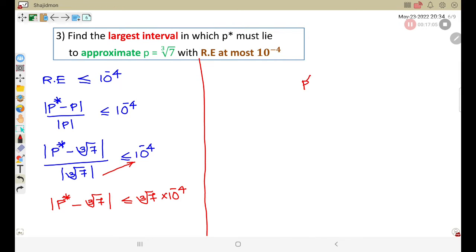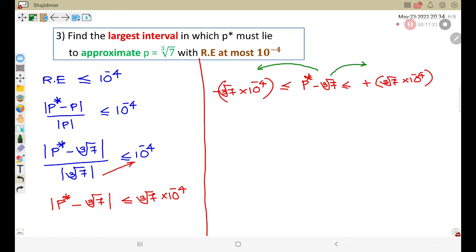So P star minus cube root of 7 is less than or equal to the same positive number on the right hand side: cube root of 7 multiply 10 power minus 4. After that, the cube root of 7 is taken to the left and right, correct? Both sides of the inequality.